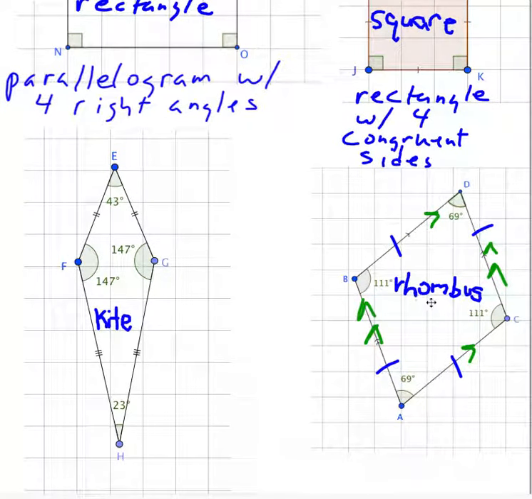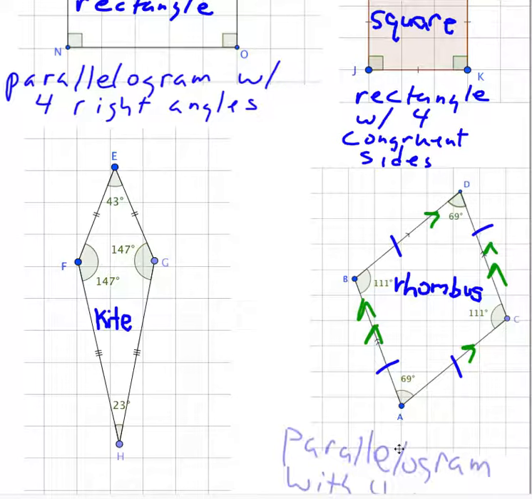Let's look down at a rhombus. Now, a rhombus has four congruent sides. It's also a parallelogram, so this side is parallel to this side, and this side is parallel to this side. So a rhombus is going to be a parallelogram with four congruent sides. So that's how we'll define it.